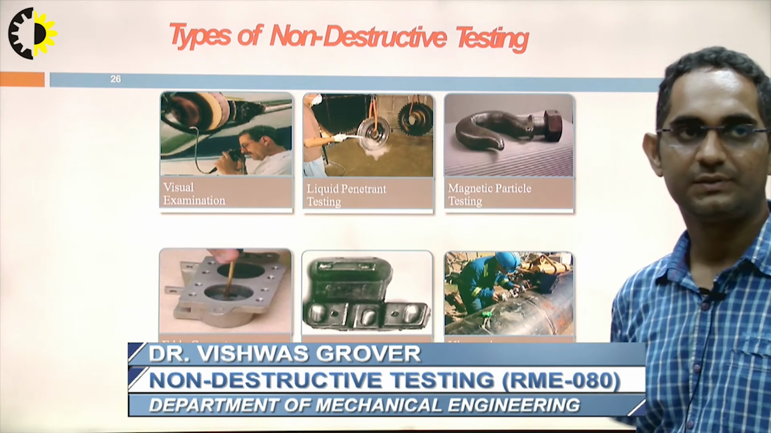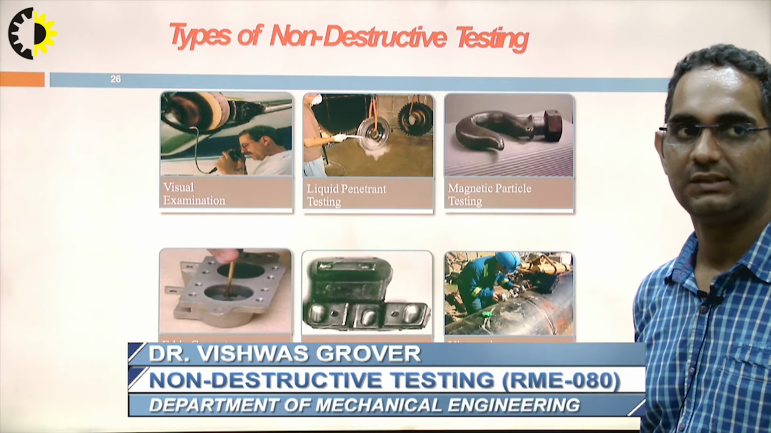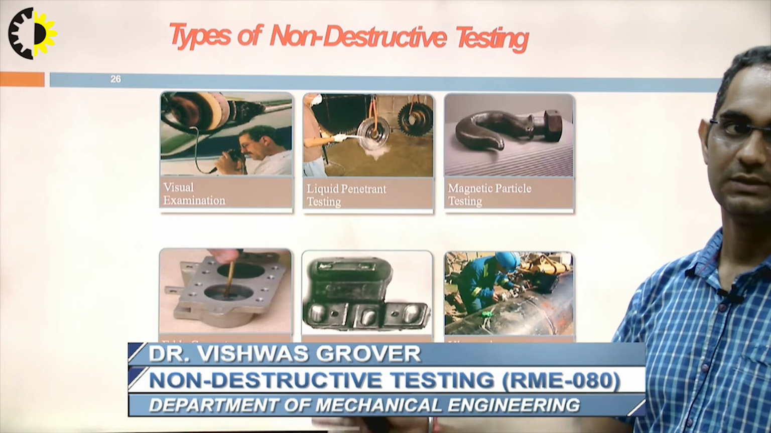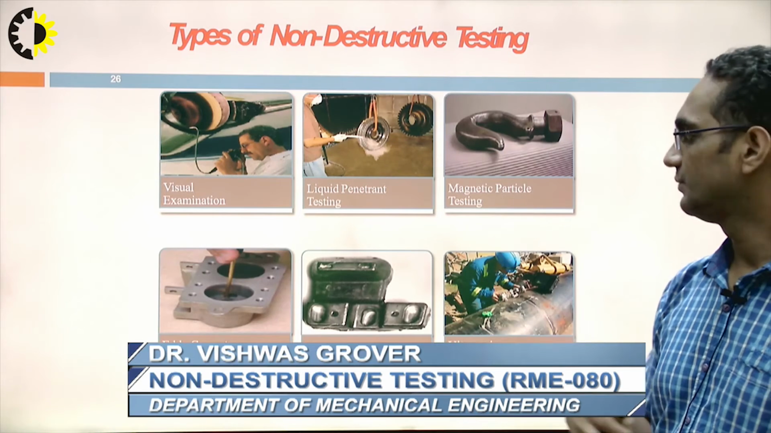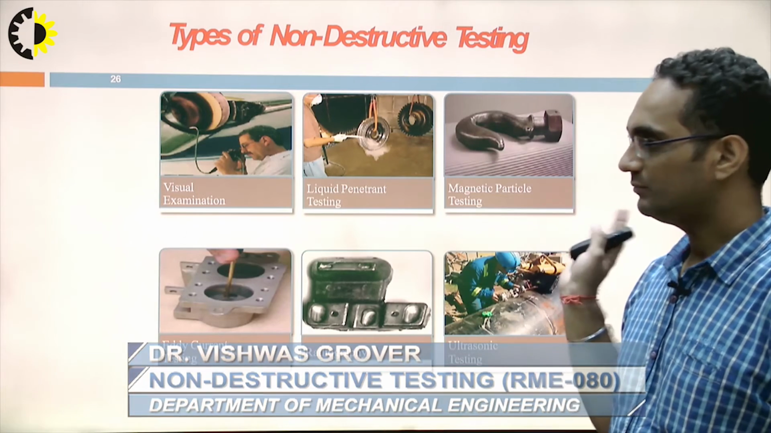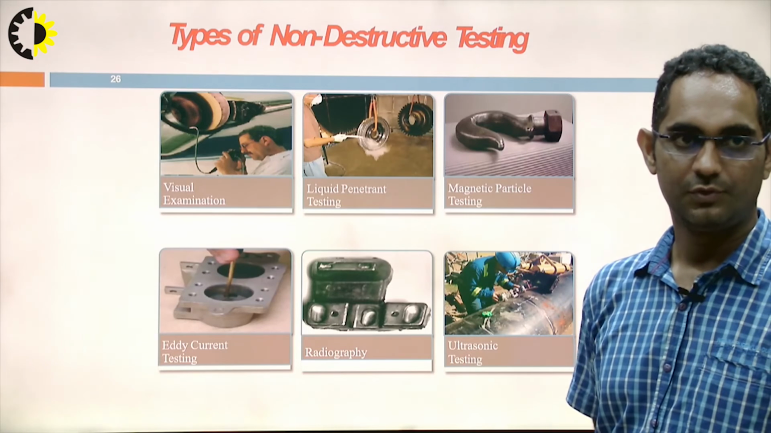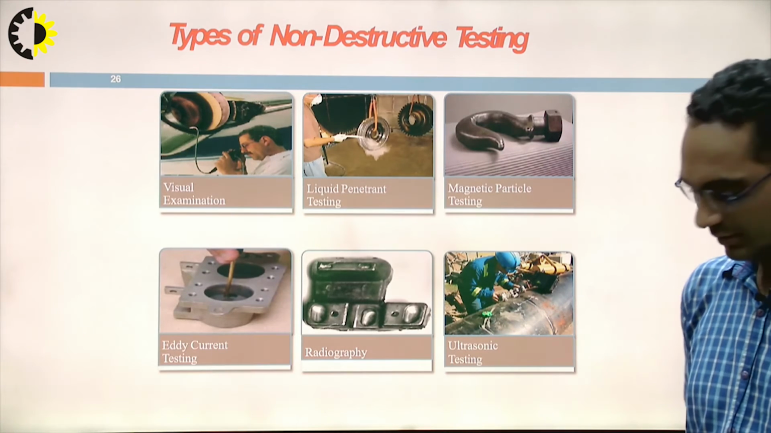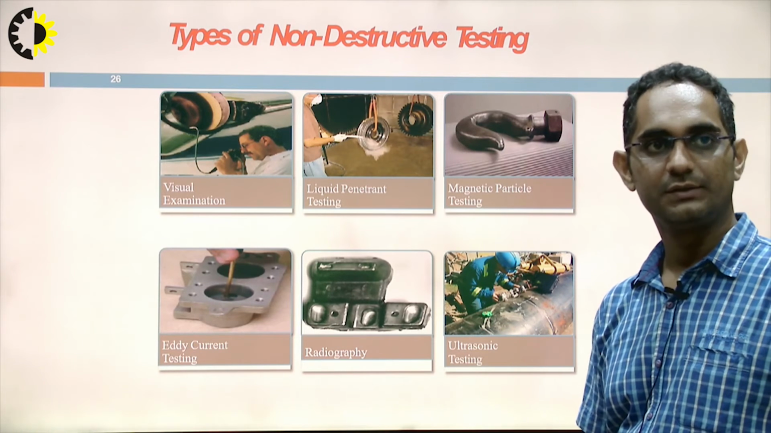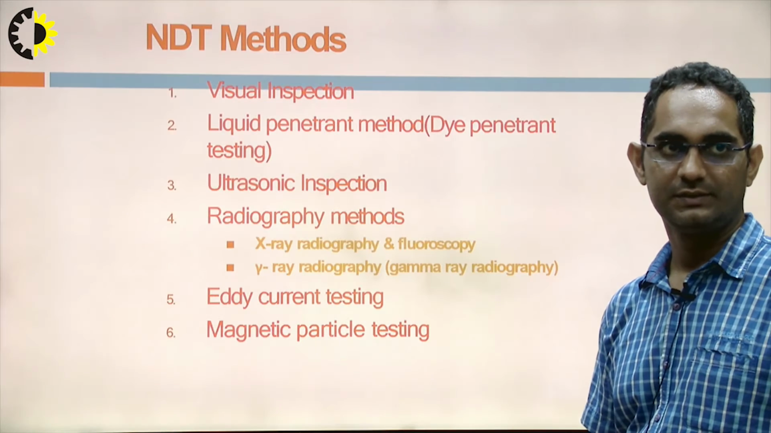In the previous class we discussed the different types of non-destructive testing, like visual examination, liquid penetrant test, magnetic particle test, eddy current testing, radiography and ultrasonic testing. These were the different types of non-destructive testing methods. Now we will continue with the next topics of this first unit, the introduction to non-destructive testing.